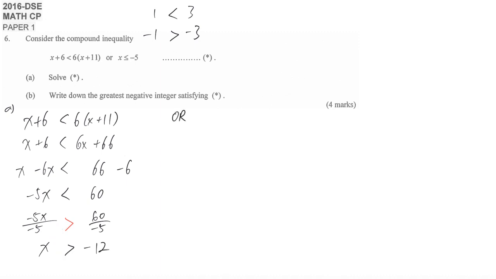Or x is smaller than -5. So we have two statements. Now our conclusion is x larger than -12, or x can be smaller or equal to -5.